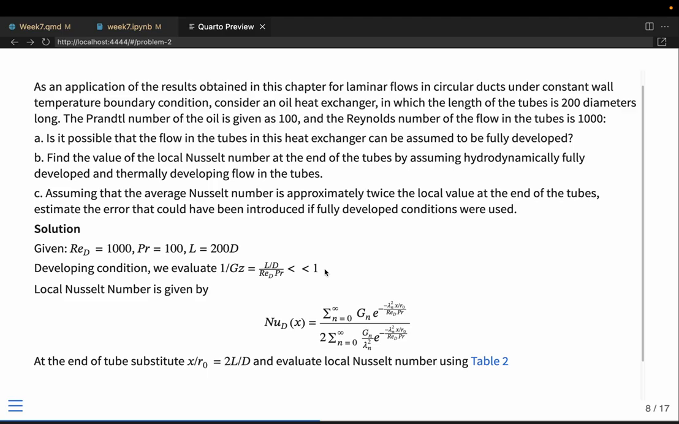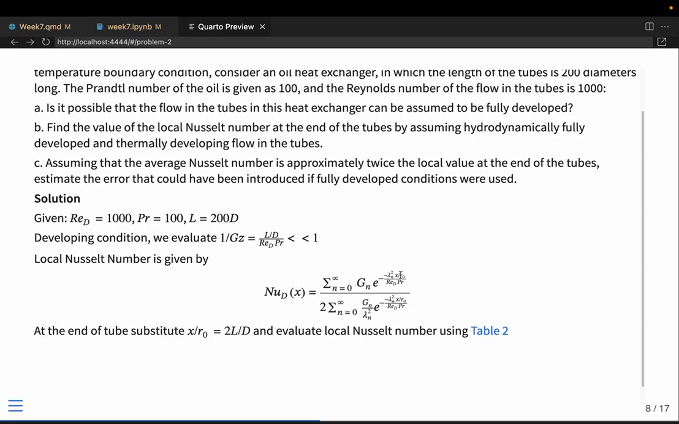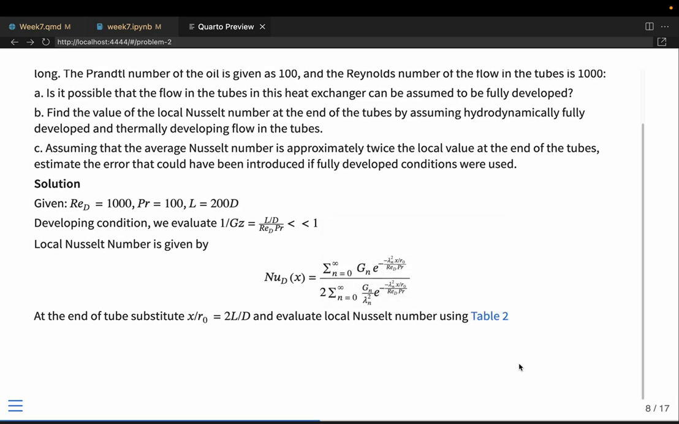So if it is in developing regime, in order to determine the local Nusselt number, this is the equation that you have. You have to substitute the values of lambda into this expression, where in place of x by r naught, you will substitute this value. So L by D will basically be L by 2 r naught. So L by r naught will be 400. You can substitute that here and then compute the value of local Nusselt number. The values of lambda n and Cn are given here. Once you compute that, this is assuming it is a developing flow.